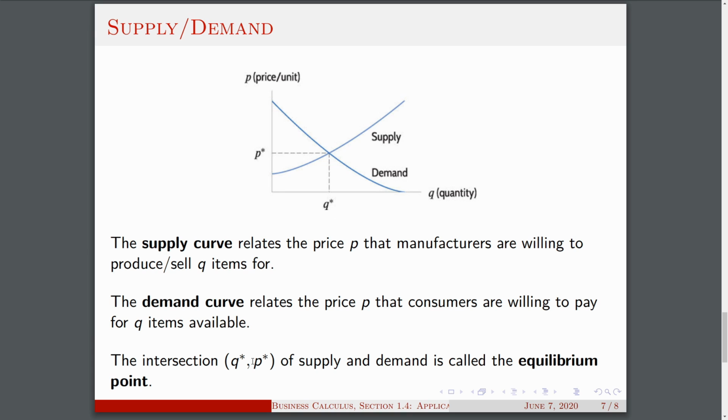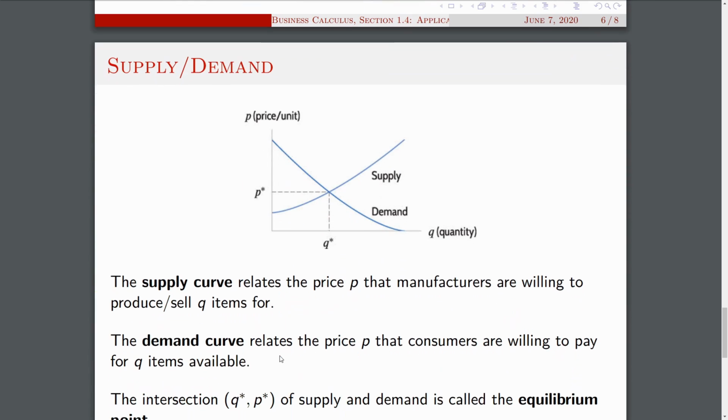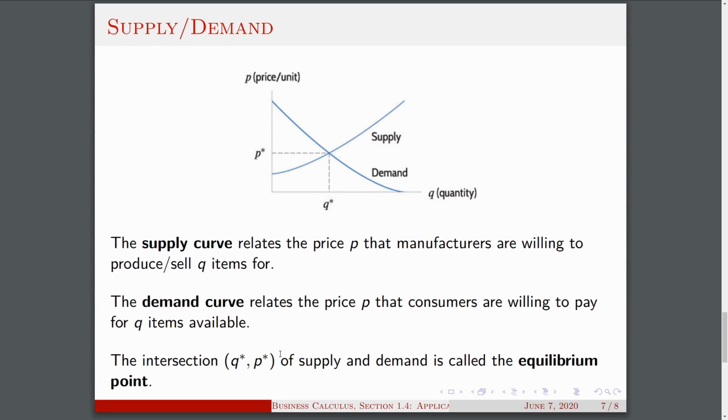We don't do that often in this course, but that's that. All right, this intersection is called the equilibrium point. I always get break-even point and equilibrium point confused. So break-even point is when profit is 0, and equilibrium point is when supply equals demand, not revenue equals cost. The concepts of revenue and cost are similar to supply and demand. There's a relationship, but they're not the same thing. They're a little bit different. Okay, let's see an example of supply and demand.